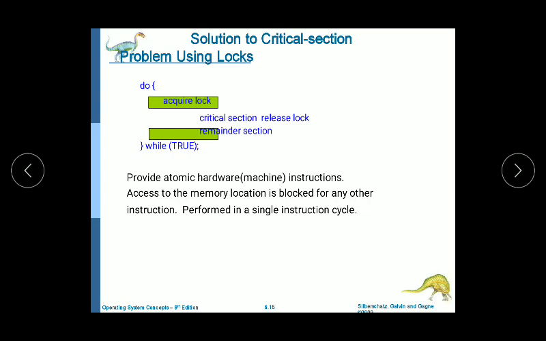There is a do while loop, as I said earlier. Operating system designers build software tools to solve the critical section problem. The simplest of these tools is mutex locks. We use the mutex lock to protect the critical regions and thus prevent race conditions. That is, a process must acquire a lock before entering the critical section and it releases the lock when it exits the critical section. The acquire function acquires the lock and the release function releases the lock.